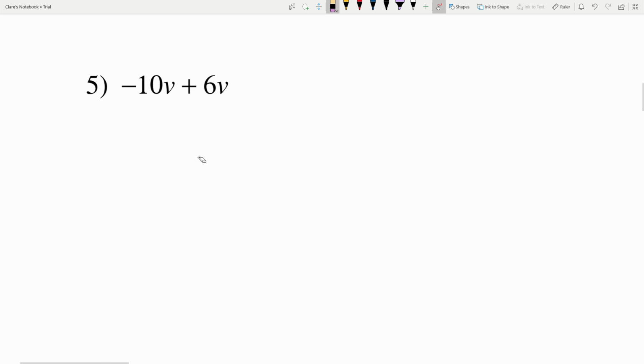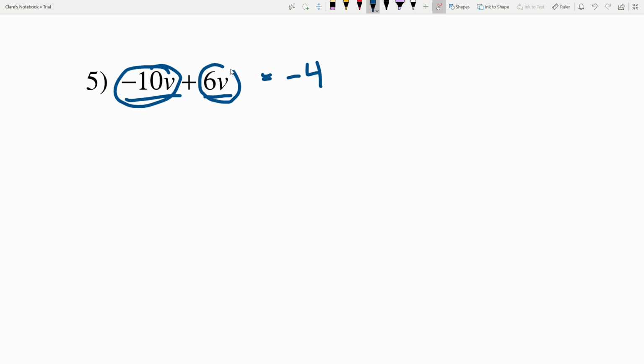In number 5, I have negative 10b plus 6b. So if I'm starting with negative 10 of something and I'm adding 6, that's going to result in a negative 4 of that thing. So if I have negative 10v plus 6b, that's going to be negative 4v. So negative 4v is my solution in number 5.